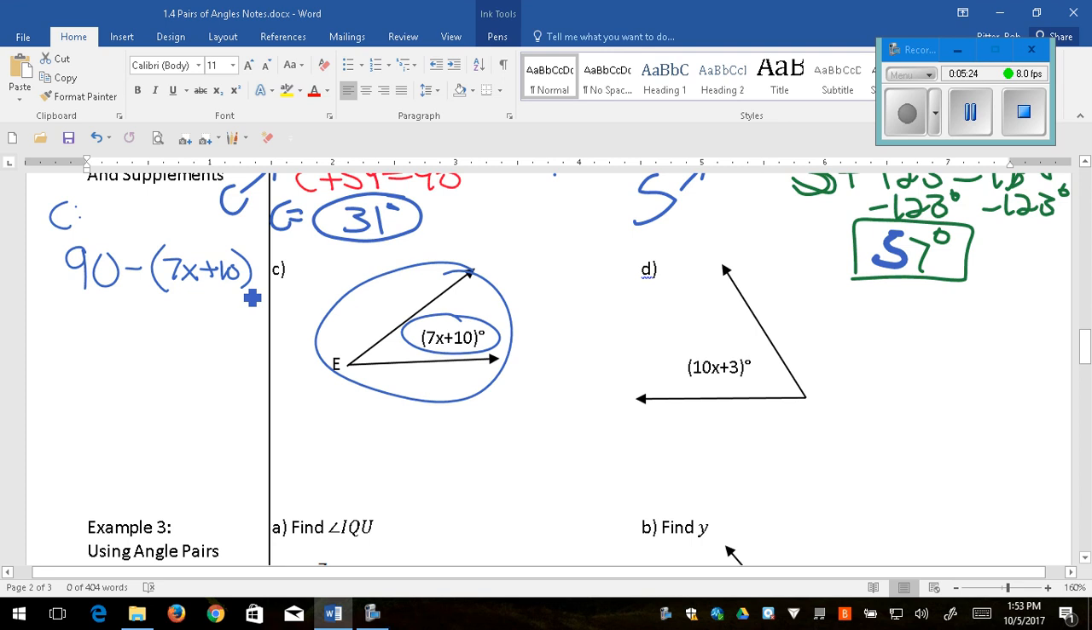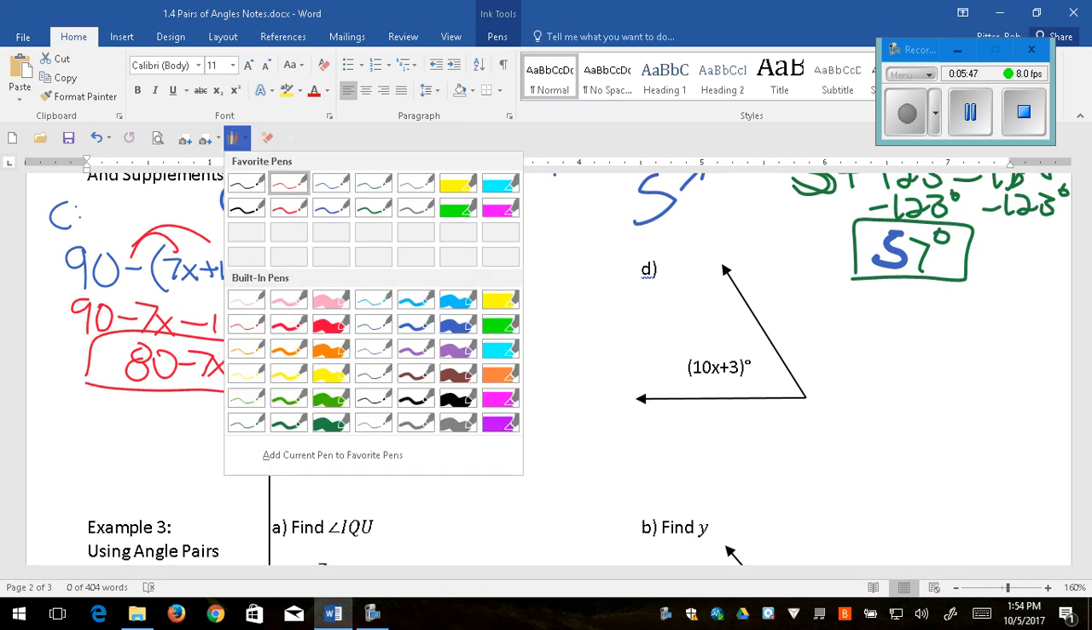Now, if you're going to remember to distribute this negative, so it's actually 90 minus 7x minus 10, which gives you the expression 80 minus 7x, then if you think you'll remember to do it that way, feel free. That's completely valid and legitimate. But some people get confused and they mess it up.